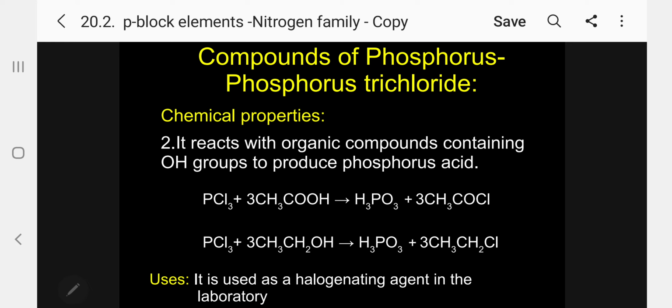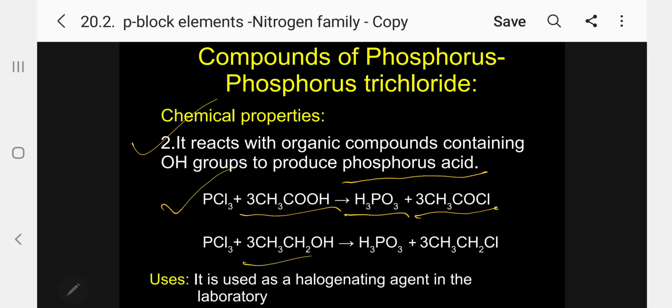Under the chemical properties, let me continue now. It reacts with organic compounds containing an OH group to produce phosphorus acid. See, phosphorus trichloride reacts with acetic acid, so phosphorus acid is formed along with acetyl chloride. In the same way, alcohol reacts with phosphorus trichloride, again giving phosphorus acid, and we get ethyl chloride.